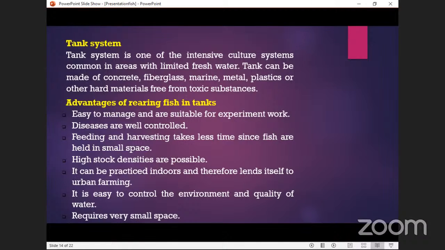It is easier to control the environment and quality of water because it requires very little water. And you can easily know that this water now is spoiled and you replace it. It requires a very small space, compared to other systems.